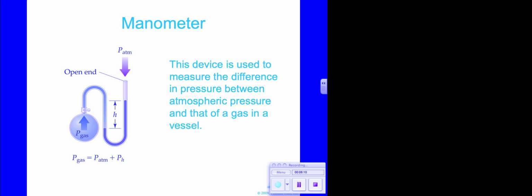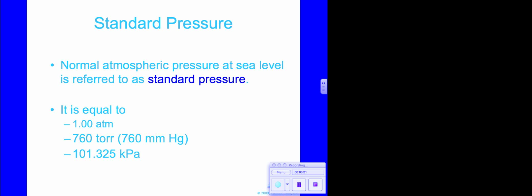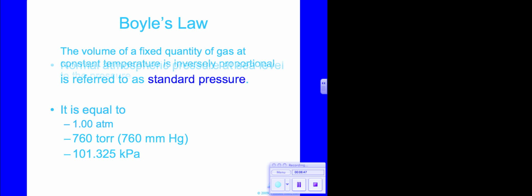You'll have some practice problems related to thinking through how a manometer works. One thing that'll come up often is the idea of standard pressure as well as standard temperature. Standard pressure is based at 1 atmosphere, basically normal atmospheric pressure at sea level. It's equal to 1 atmosphere or 760 torr or 760 millimeters of mercury or 101.325 kilopascals. Those are just units that you should know. Just know them. Have them fixed in your brain.